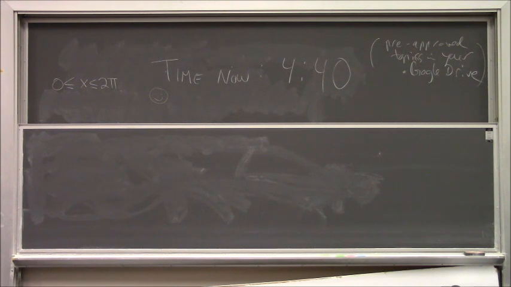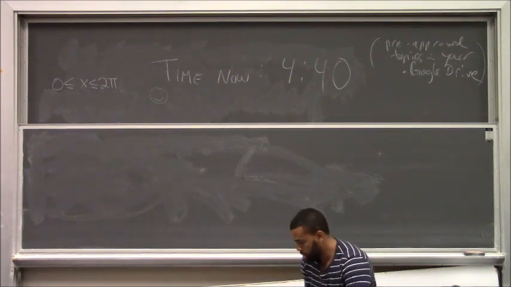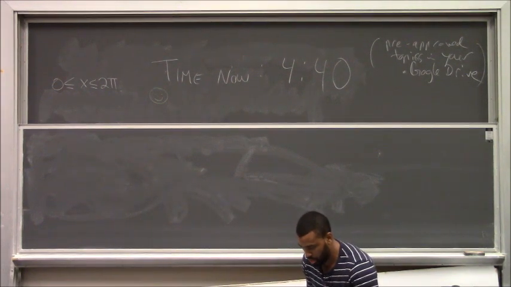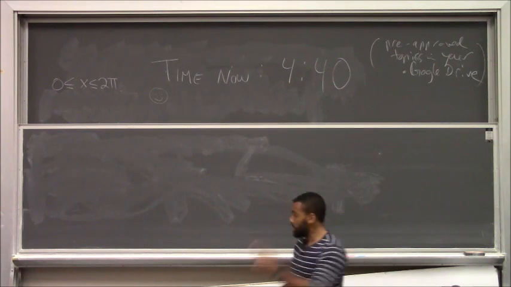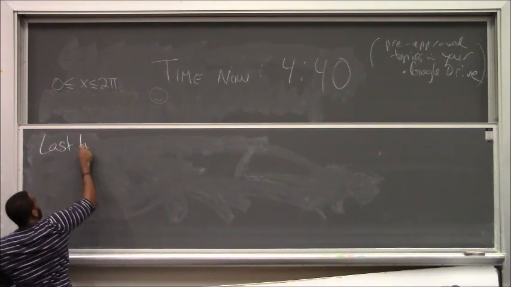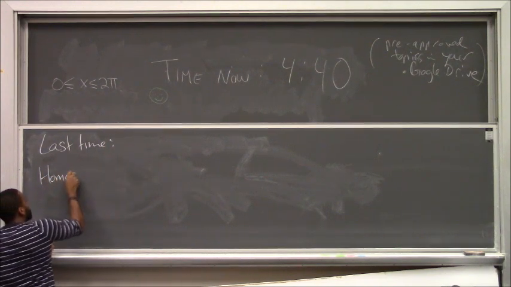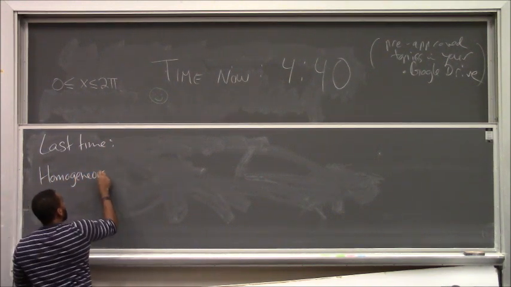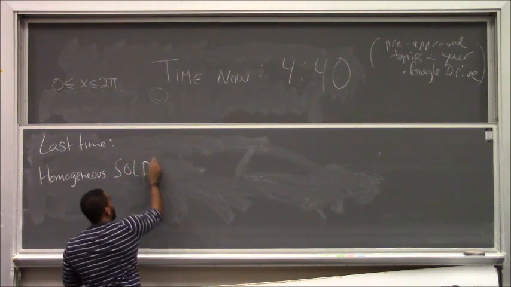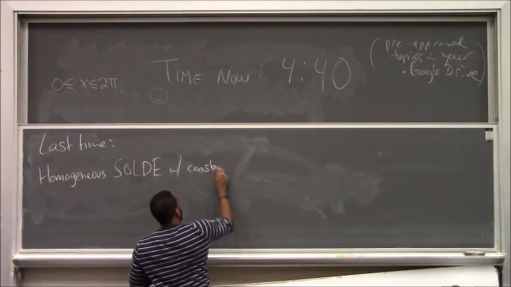Alright, so last time, let's just do a small recap. We'll talk about some new facts, then we will do the examples and talk about even more facts. Last time we were talking about homogeneous second order linear differential equations with constant coefficients. What do these guys look like?